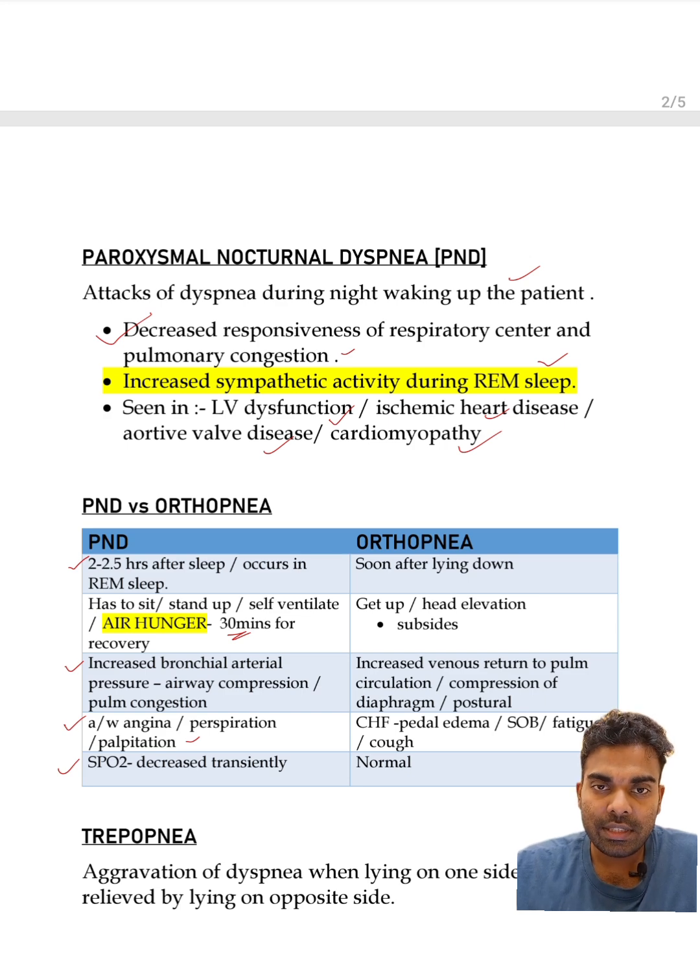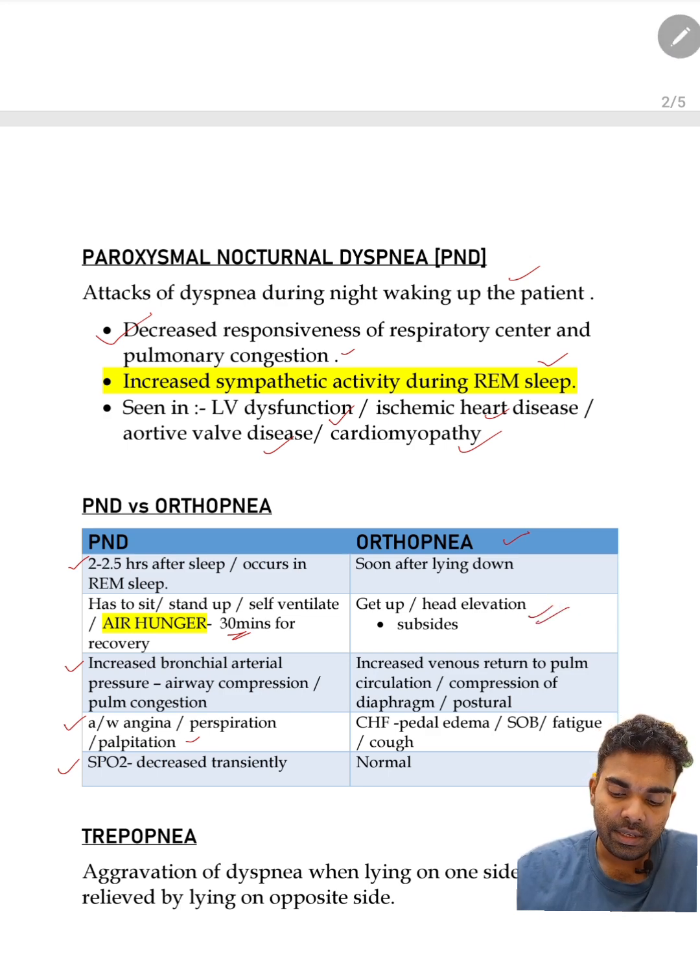So how can we differentiate this from orthopnea? In orthopnea, patients develop breathlessness soon after they lie flat. They have to get up or elevate the head, and by doing that it subsides immediately. It is caused by increased venous return to the pulmonary circulation, compression of the diaphragm, or postural episodes.